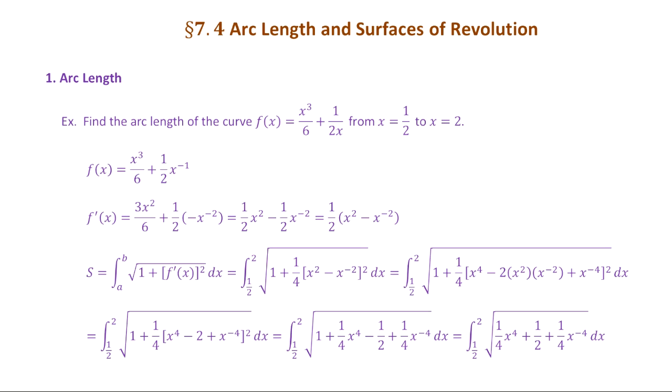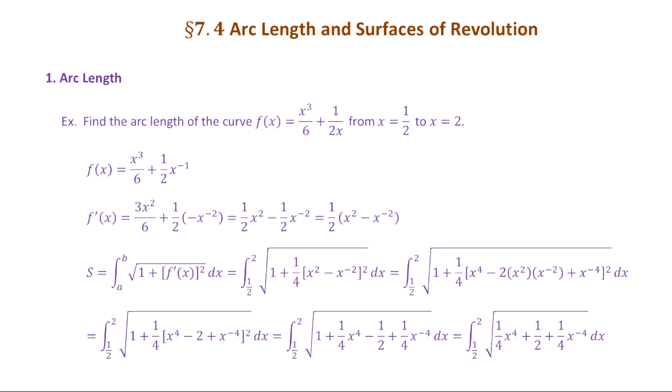So we're going to rewrite the function f to be x cubed over 6 plus half x to the negative 1. Remember, in the second term, x is in the denominator, so that means the power is negative 1. Then you use the power rule for each term. You get 3x squared over 6 plus half times negative 2. Simplify it, you get 1/2 x squared minus 1/2 x to the negative 2, and you can take out 1/2 from both terms. You get x squared minus x to the negative 2 in the parentheses.